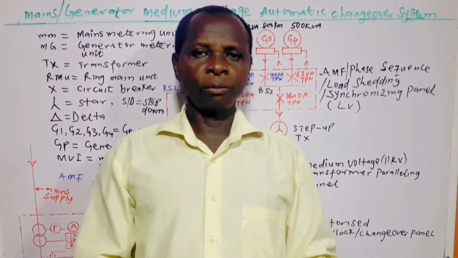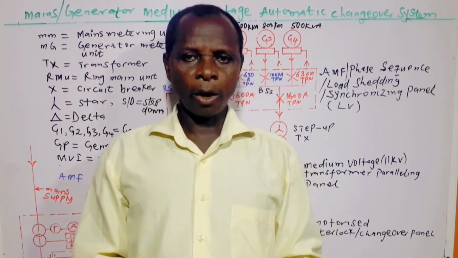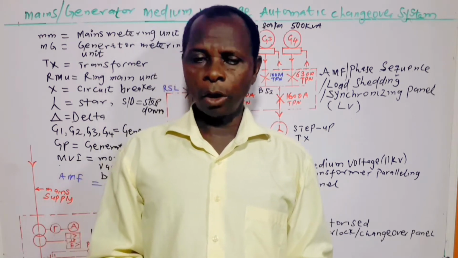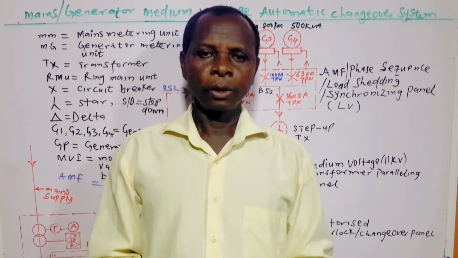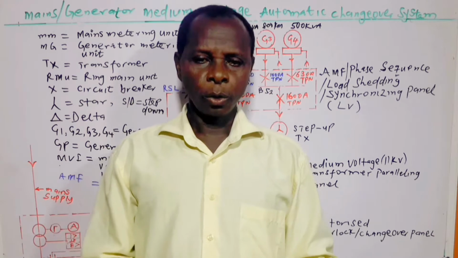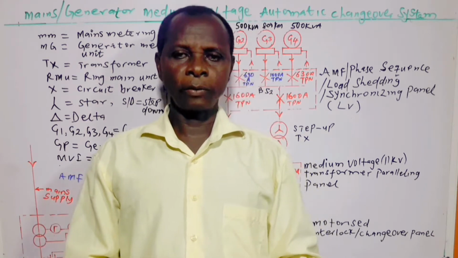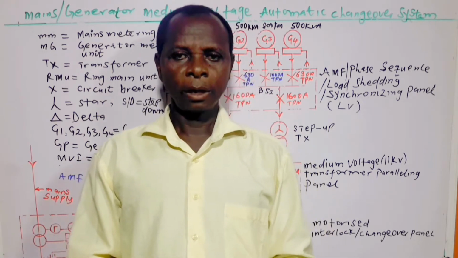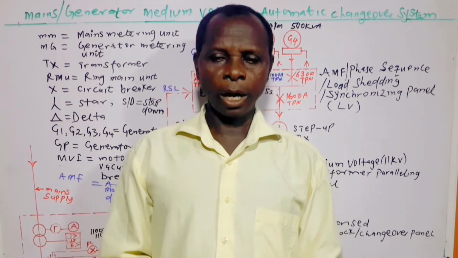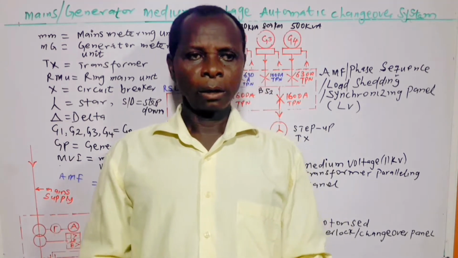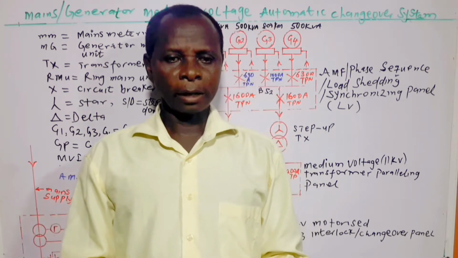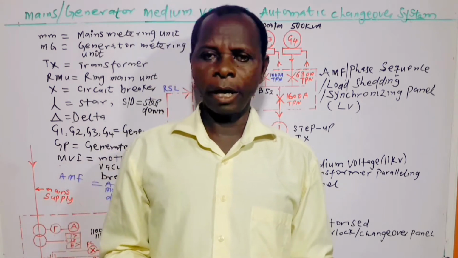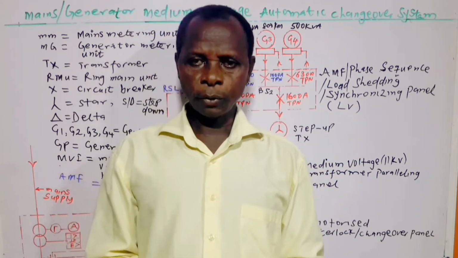This video is about medium voltage automatic changeover or interlock system, which becomes necessary when the magnitude of the current or the power to be handled is more than what can be handled at low voltage, such as 400 volt line to line or 230.9 volts line to neutral, which is the phase voltage.